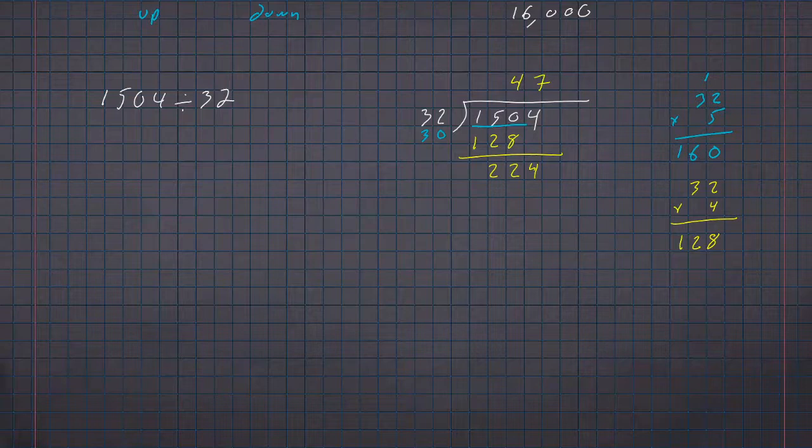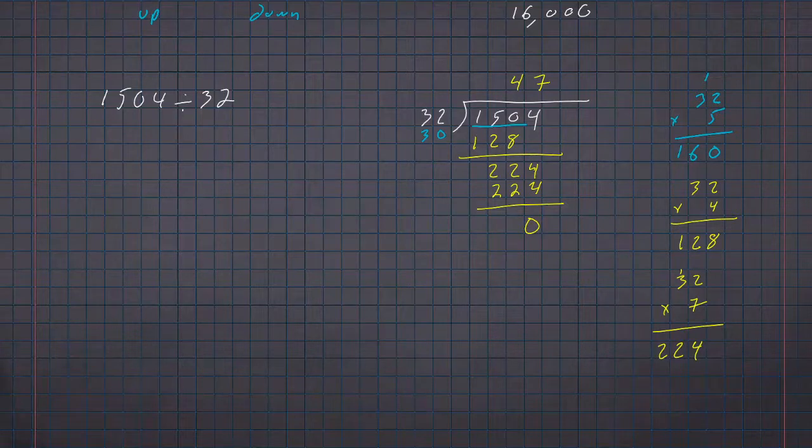I go off to the side one more time and I multiply. 32 times 7. 7 times 2 is 14. Write the 4, carry the 1. 7 times 3 is 21. Plus 1 is 22. And I do get exactly 224. Subtract that off, I get 0. Nothing else to drop down. 0 at the bottom of the list. That means that 1,504 divided by 32 is exactly 47.